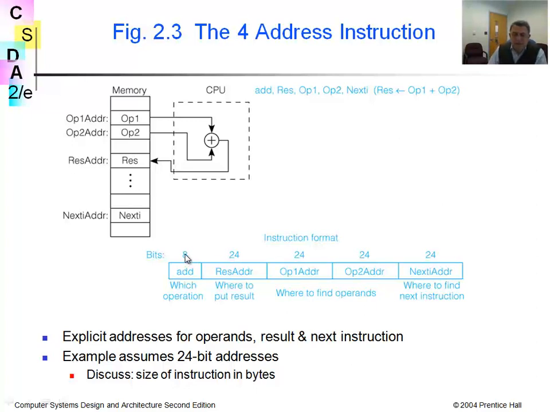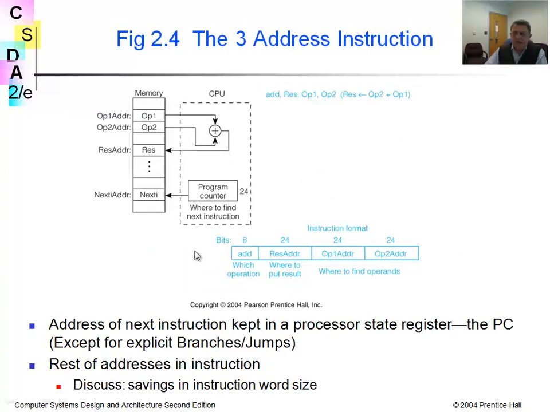These are in bits. By the way, this is informed in the bits, but you just add them up, 4 times 24, and as you see, it goes to about 96 plus 8. That's 104, and it's a large size in terms of the bytes. Here's the 3 address machine. Only 3 addresses are specified.